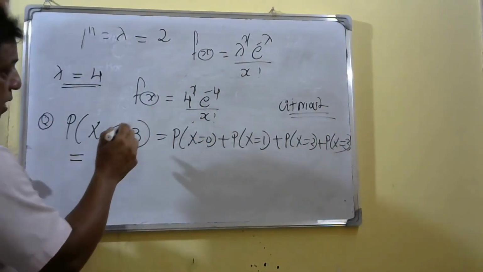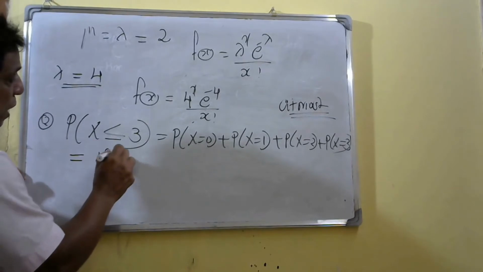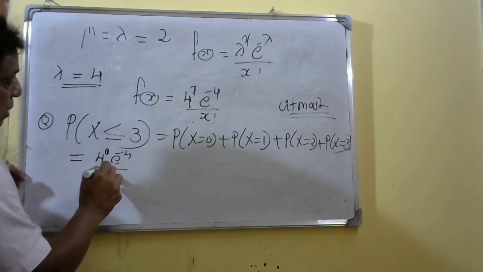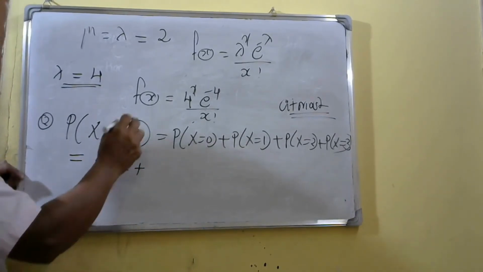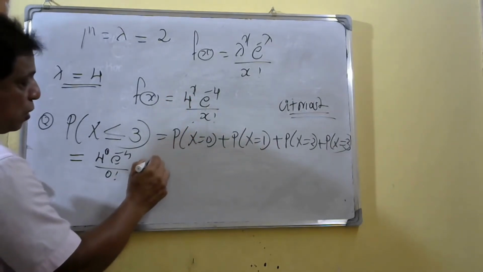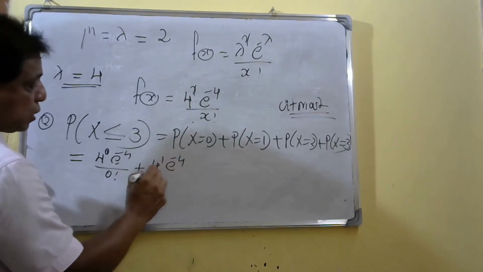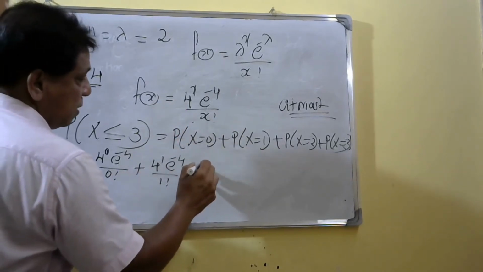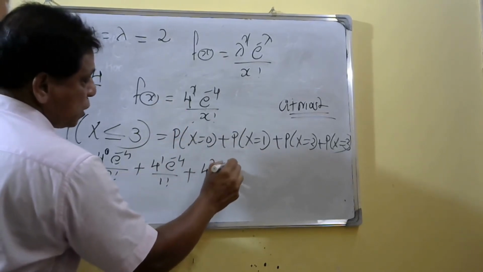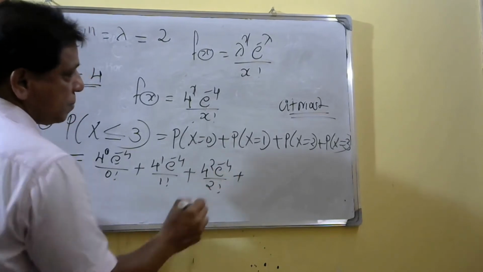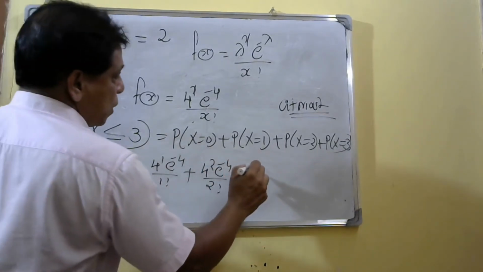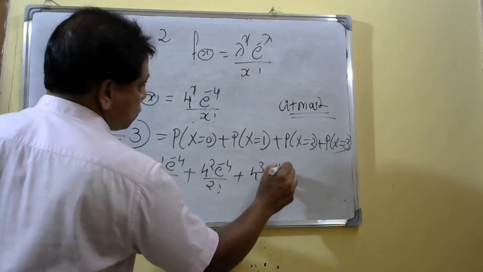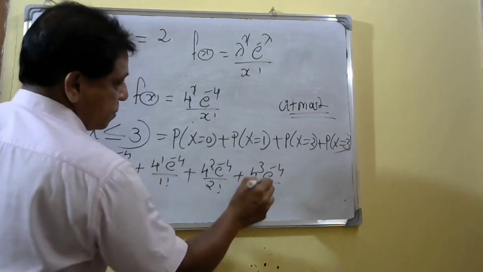Then substitute the values. X is equal to 0 here: 4 raised to 0 e raised to minus 4 by 0 factorial, plus second case we put x is equal to 1, 4 raised to 1 e raised to minus 4 by 1 factorial. Third case, 4 raised to 2 e raised to minus 4 by 2 factorial. Then 4 raised to 3 e raised to minus 4 by 3 factorial.